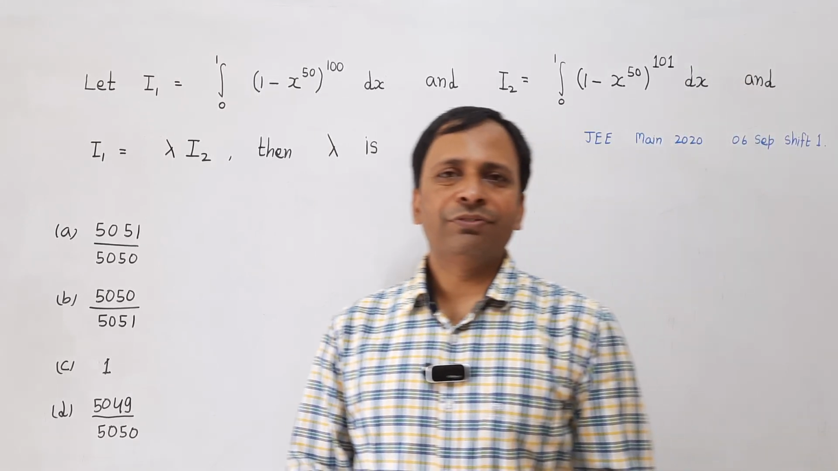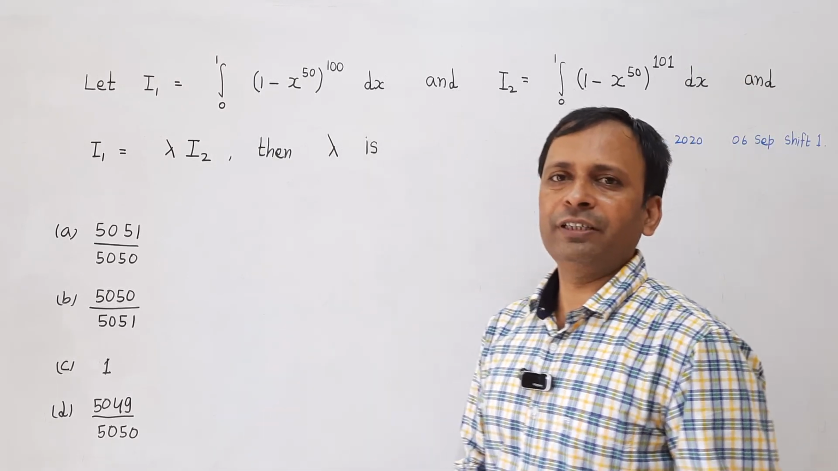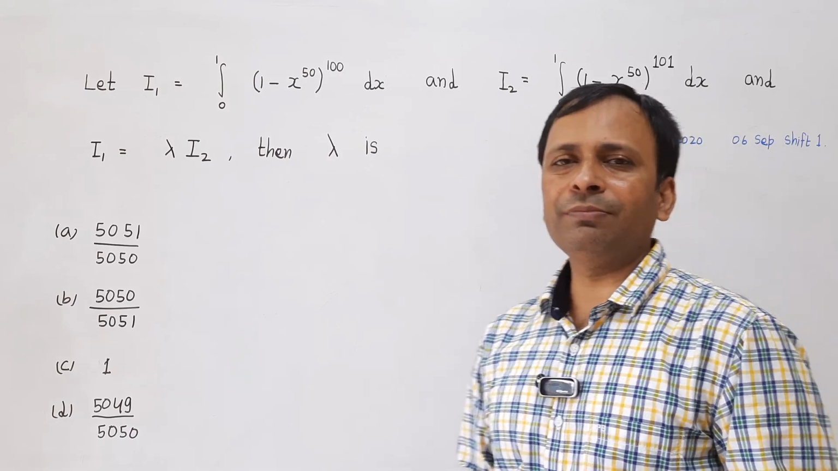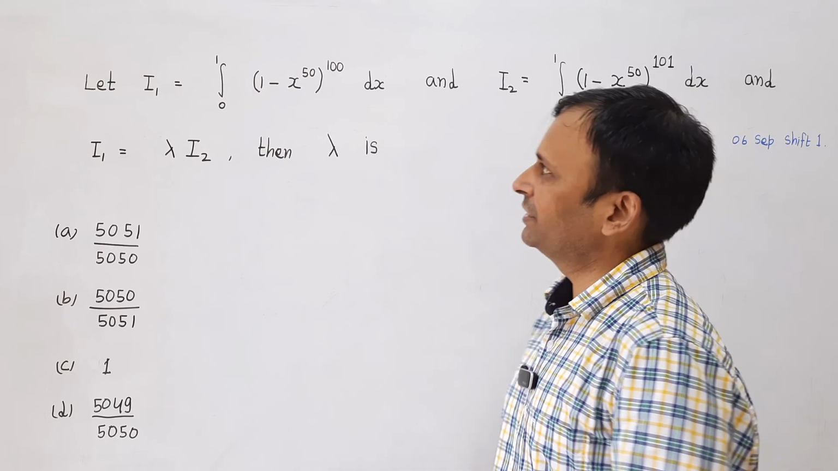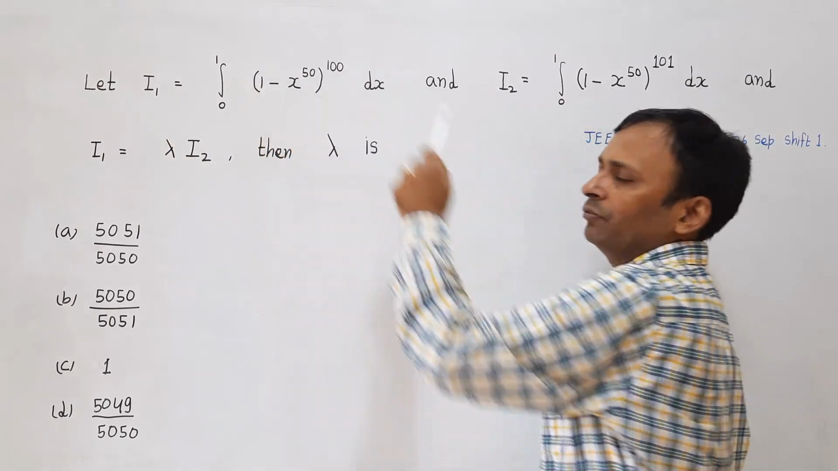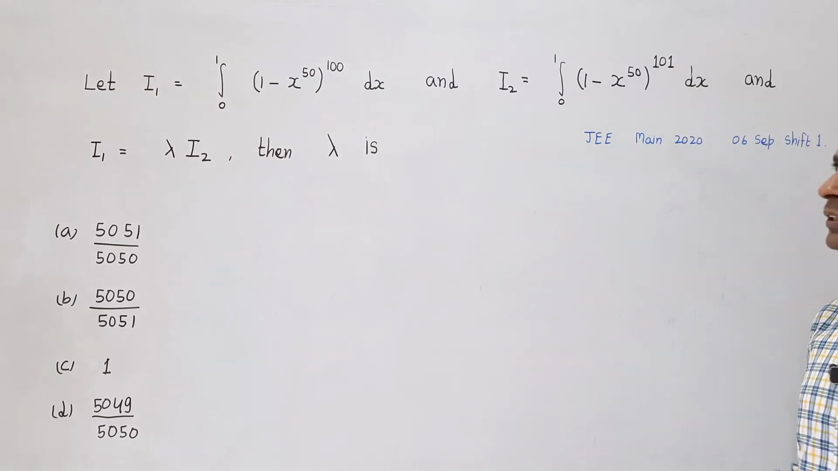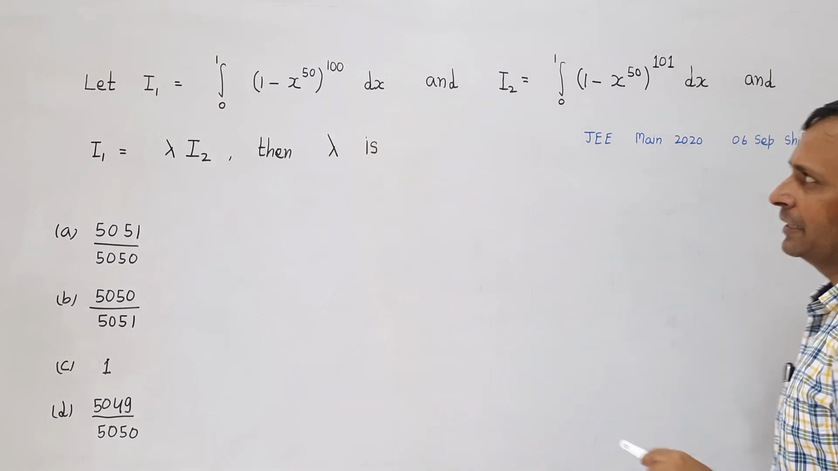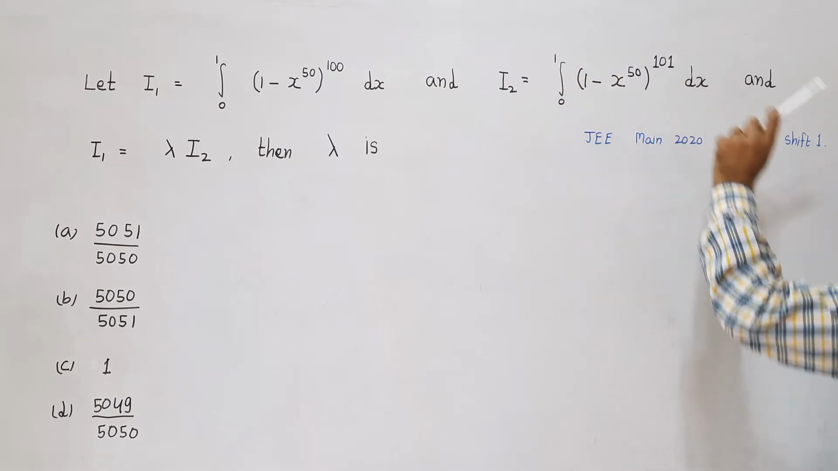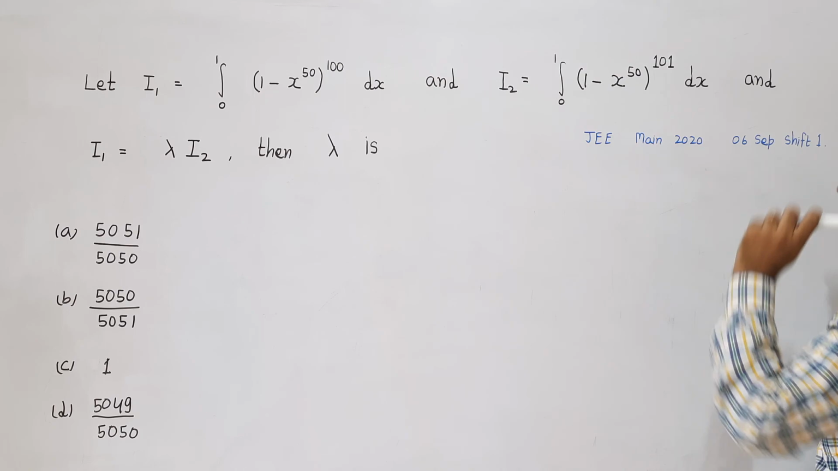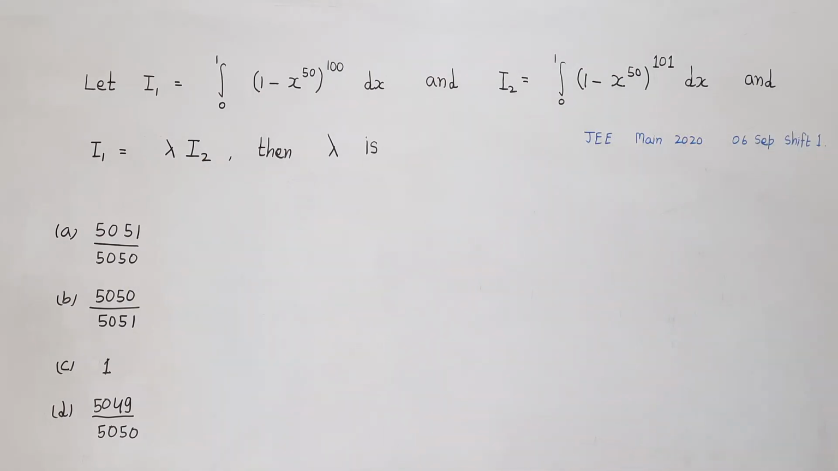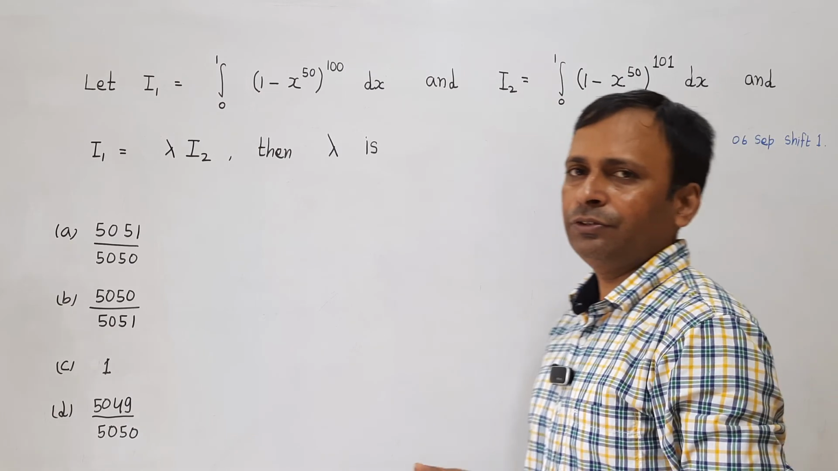I am taking this problem from JEE Main 2020, 6th of September, first shift. The question is from definite integral. Let I1 be equal to the integral from 0 to 1 of (1 minus x to the power 50) whole to the power 100 dx, and I2 is equal to the integral from 0 to 1 of (1 minus x to the power 50) whole to the power 101 dx, and I1 is equal to lambda times I2. Then we have to find out the value of lambda.